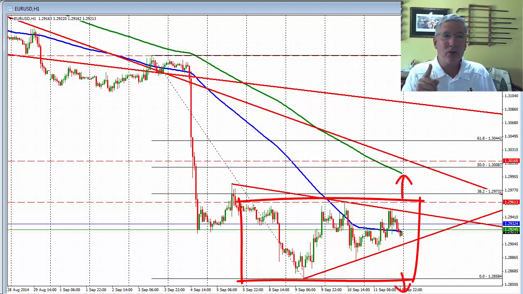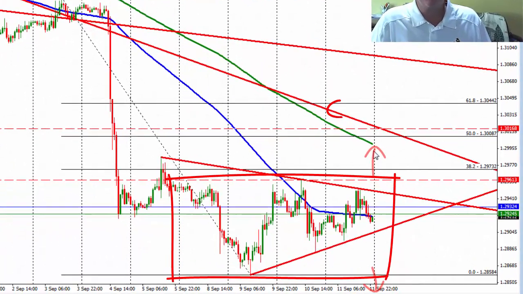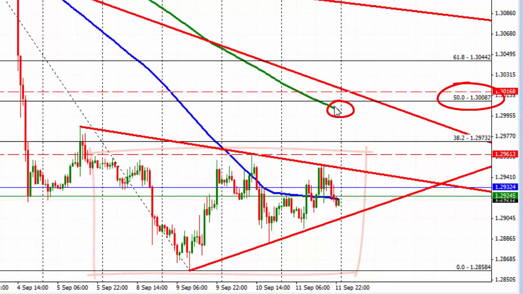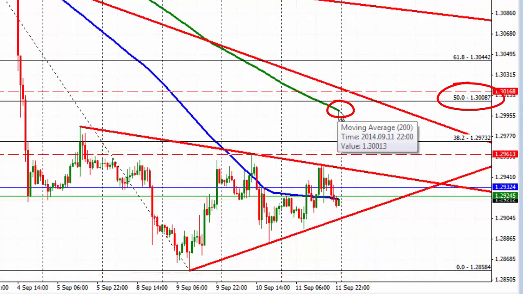There is room to roam, and if you know there's a potential for room to roam, that's an advantage to your trading. It might allow you to keep open a trade that might see the price move up to the 200-hour moving average, or maybe the 50% retracement level. The 200-hour moving average comes in at the 130 level. The 50% comes in at the 130.08 level.